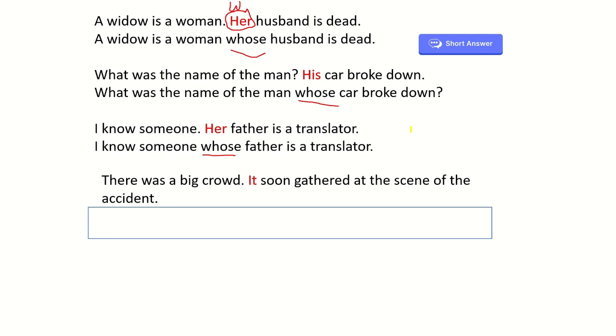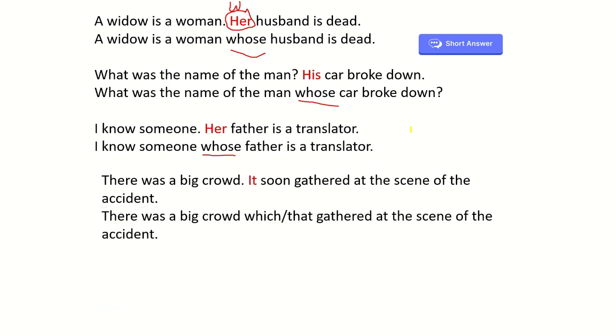There was a big crowd. It soon gathered at the scene of the accident. I want to add information about this big crowd. So I say there was a big crowd which or that gathered at the scene of the accident. Instead of it here, I used which or that.